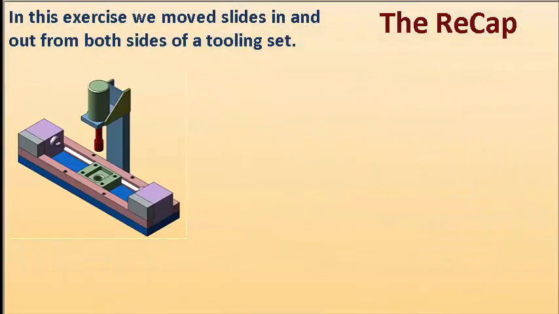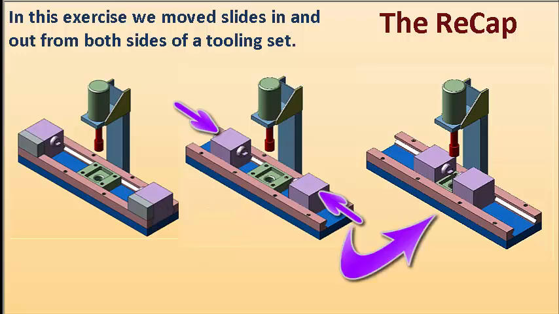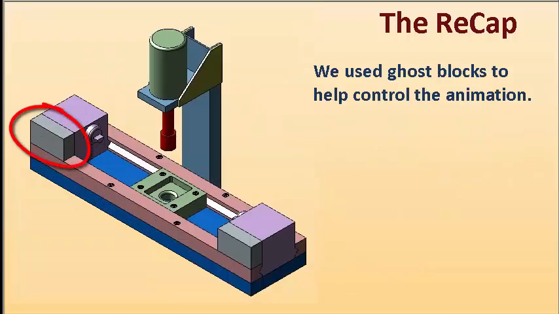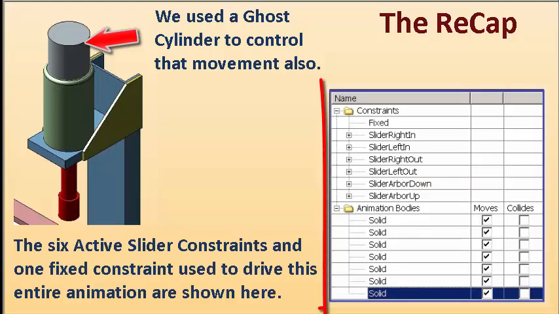So let's recap. In this exercise, we moved slides in and out from both sides of a tooling set. We used ghost blocks to help control the animation. As the slides retracted, the arbor moved downward and then also retracted. We used a ghost cylinder to control that movement also.